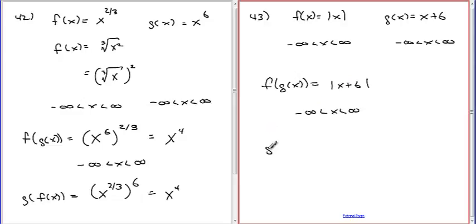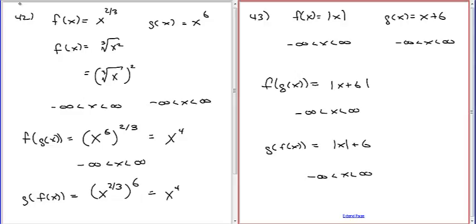And then you have g of f of x, which is going to be the absolute value of x plus the absolute value of x plus 6. And again, there's no restriction on the x values for the absolute value function. So it looks like they're all real numbers. So this is 43. Yep, that's good.